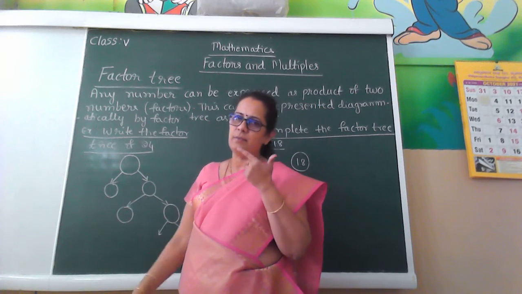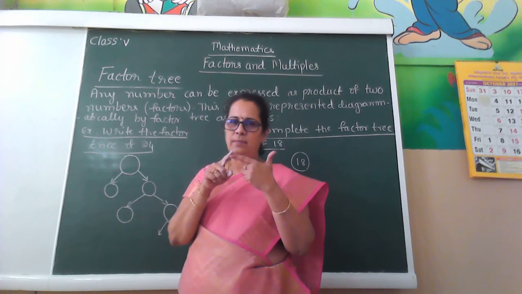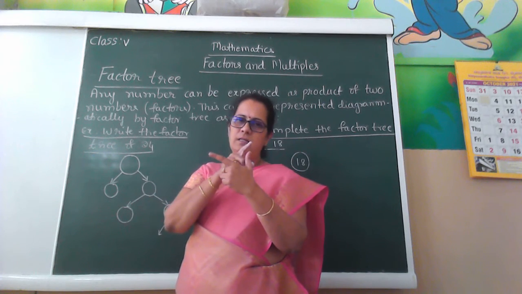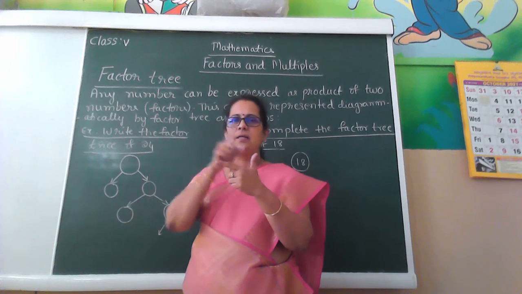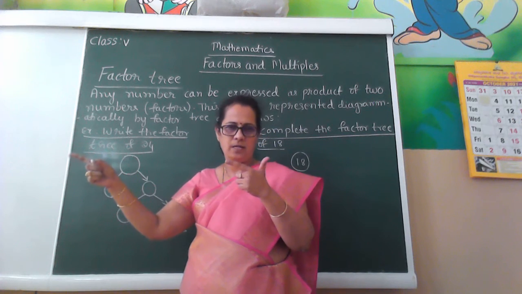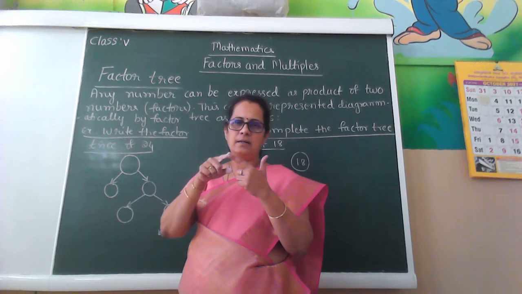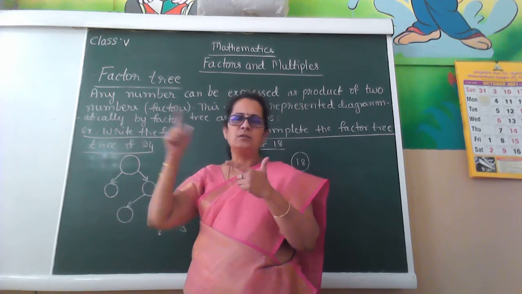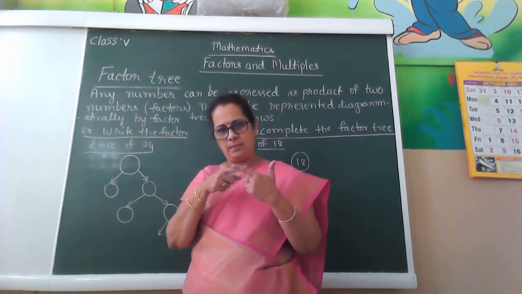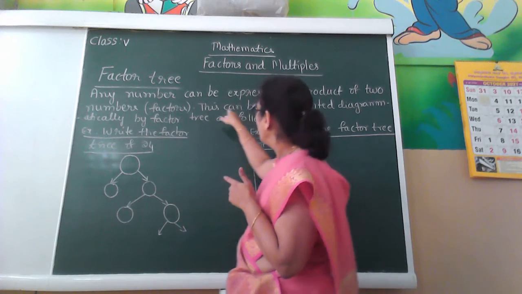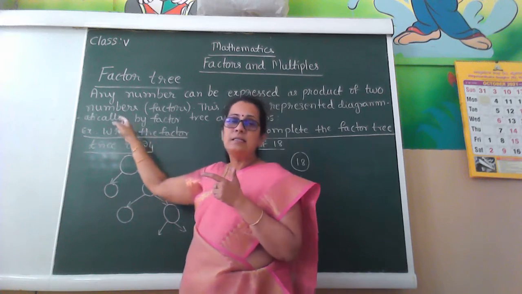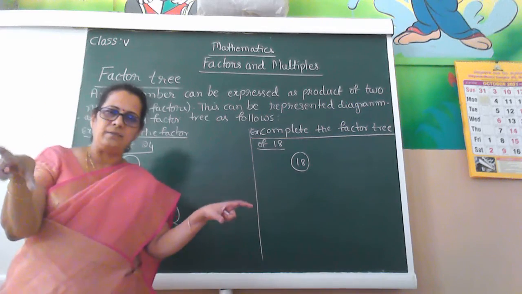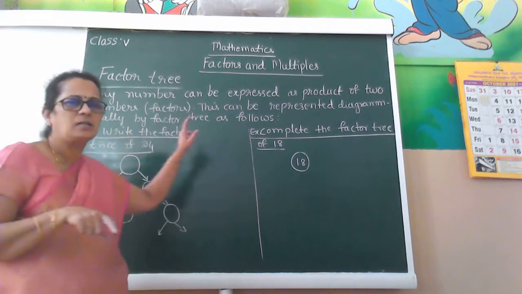In any multiplication, there must be a multiplicand and a multiplier. See, 2 5s are 10, 6 2s are 12, 7 2s are 14, isn't it? 9 9s are 81. So two numbers should be there for the multiplication. Two numbers are the multiplicand and multiplier, isn't it? In the same way, this can be represented diagrammatically. That is, with the help of a diagram, we can explain this factor tree.